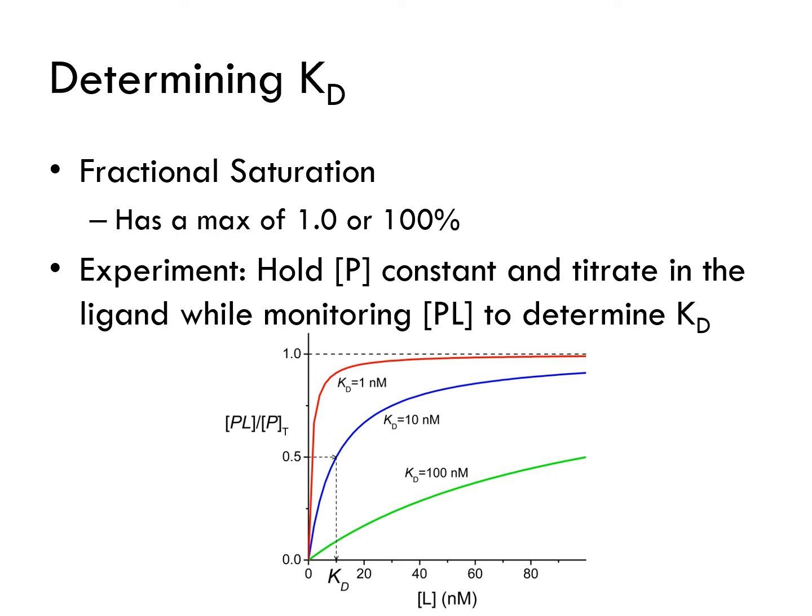Okay, so one way that we can determine Kd is the fractional saturation. It has a max of 100%. Obviously, you can't go above 100% saturation, so just keep that in mind when we're setting up these types of graphs. You're always going to max out at 1 or 100%. An experimental design that you can do for this is holding your P concentration constant, and you would titrate in the ligand and monitor the PL based on some fluorescence or whatever you're looking at. And that would help you in determining Kd.